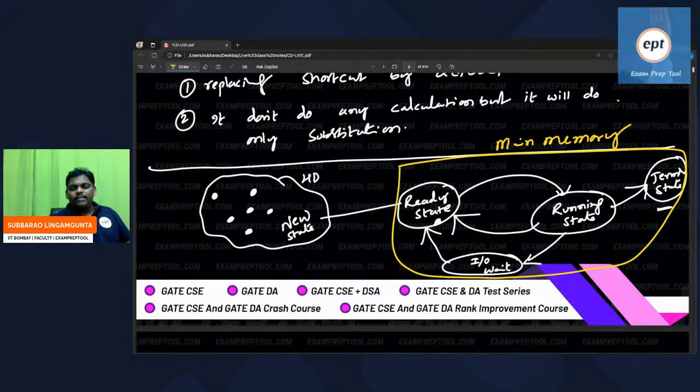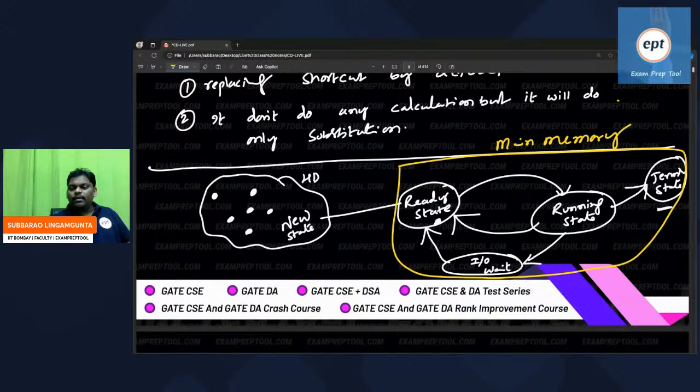It will create exe and it will move the program from hard disk to main memory. Simply remember, loader will load the program from hard disk to main memory, right? Remember, because everyone knows after compilation you will go for running.